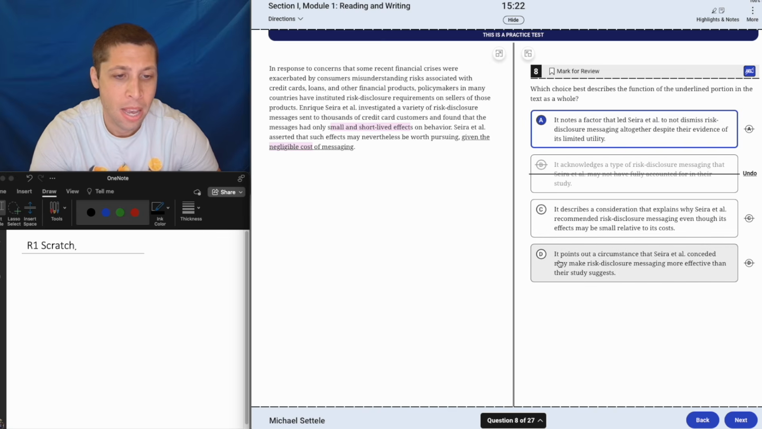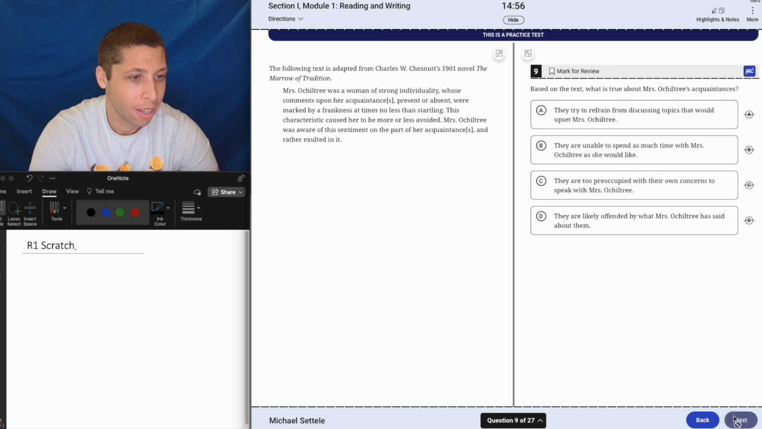Ooh, that's a trap. It points out a circumstance that these people conceded may make risk disclosure messaging more effective than their study suggests. No, it's not about more or less effective. It's a factor that led them to not dismiss it, right? It has limited utility, but we're not going to dismiss it because it has a low cost. Yeah, that's it. Oh, I'm going to bookmark that mostly because I see a trap. And it's possible I'm falling for something else, but people are going to pick C here.